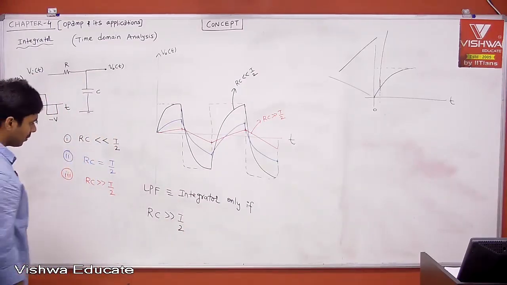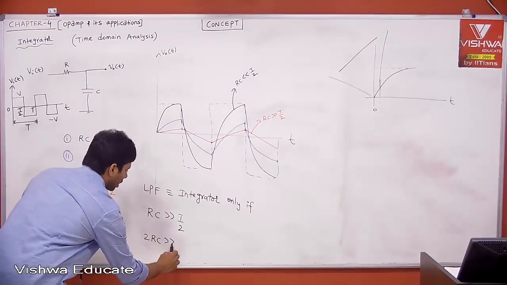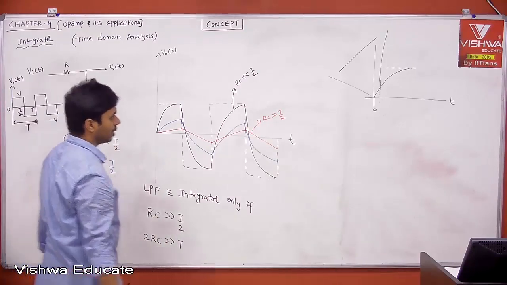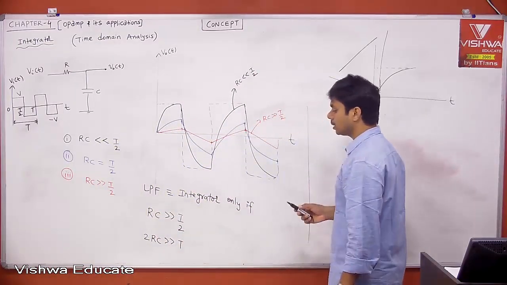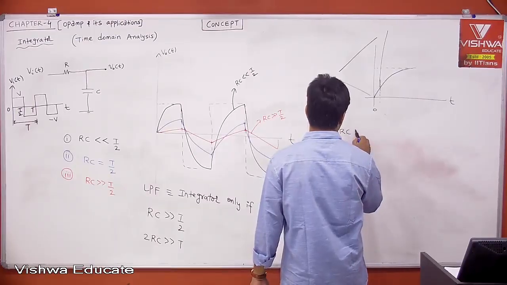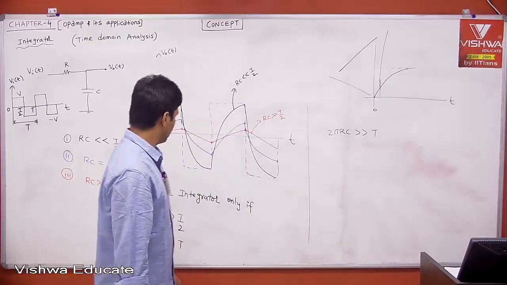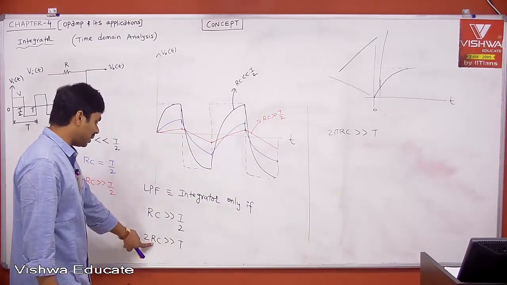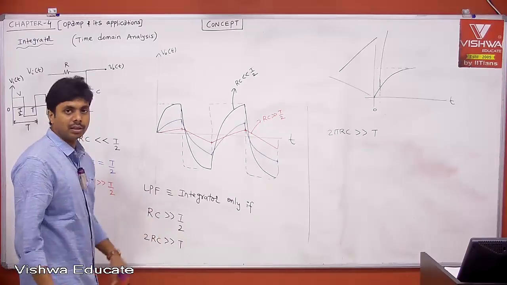Right? Therefore, now tell me, what is this? 2 into RC is very much greater than T. Then, can I multiply with pi? If 2RC is very much greater than T, definitely 2 pi into RC is also very much greater than time T. Right? If 10 is greater than T, then definitely 30 is also greater than T, no doubt.